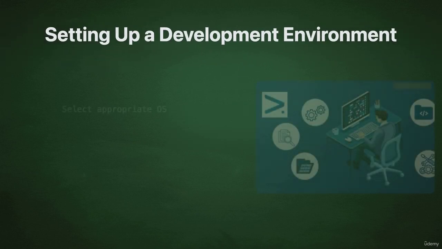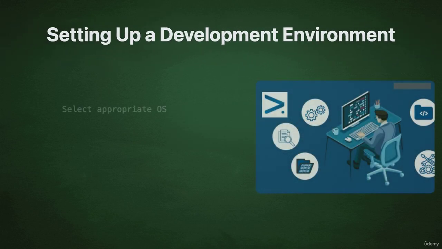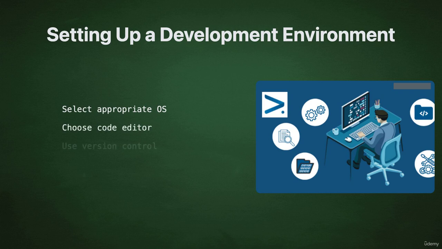In summary, setting up a development environment involves carefully selecting and configuring the right tools and technologies to support your software development workflow. By choosing the appropriate operating system, code editor, version control system, and build automation tools, you can create a productive and efficient environment that will help you write, test, and deploy your applications with confidence.